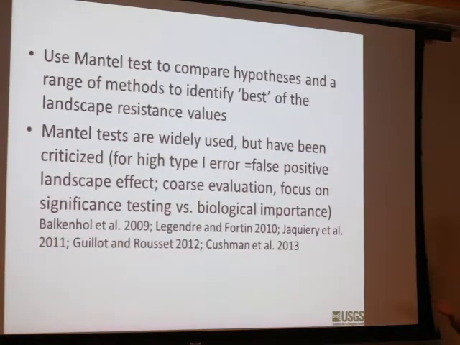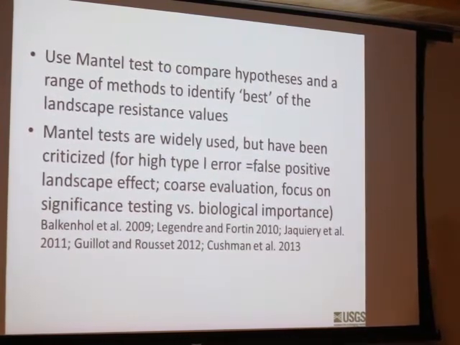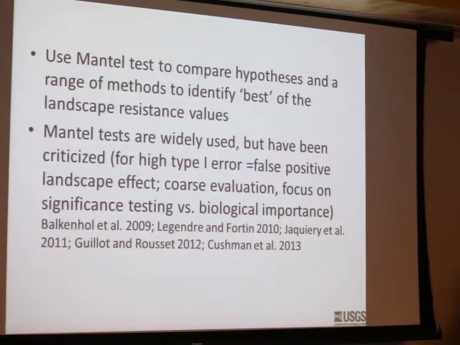There's quite a large range of methods to identify the best landscape resistance values. These have been really widely used, but they've also been criticized pretty broadly for having high type 1 errors, which is, of course, the false positive landscape effect, and for being a crude tool. Again, it's a correlation, and sometimes that's not as satisfying as we might like in terms of getting at the process behind it. There's also the thing that Robin mentioned, where there's a focus on significance testing versus getting deeper into the biological effect sizes and importance. There's a whole slew of papers that talk about that.